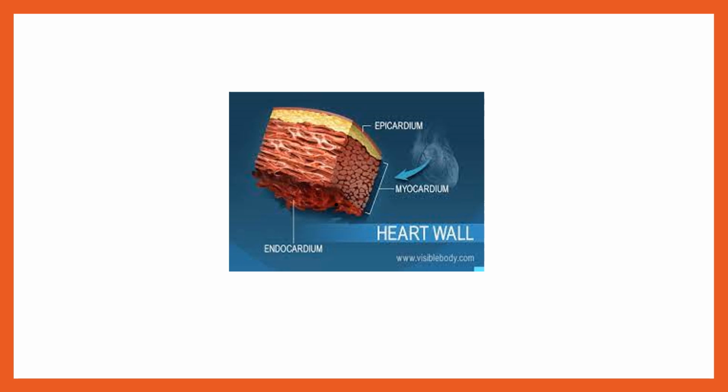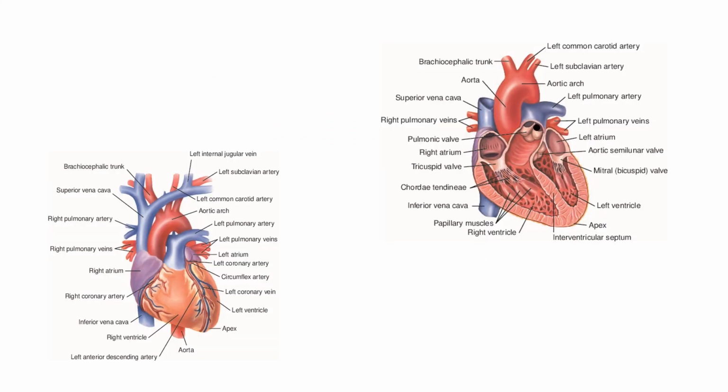And last layer is the endocardium. The endocardium is the innermost layer of the heart. It lines the heart's chambers and valves and protects the heart. The endocardium keeps the blood flowing through the heart.